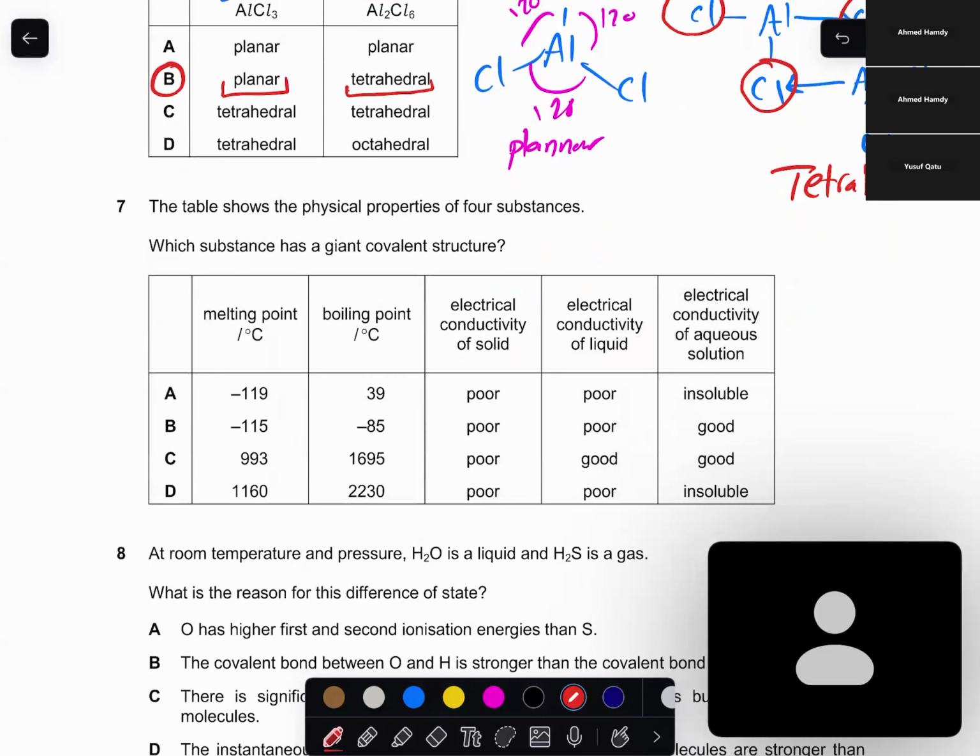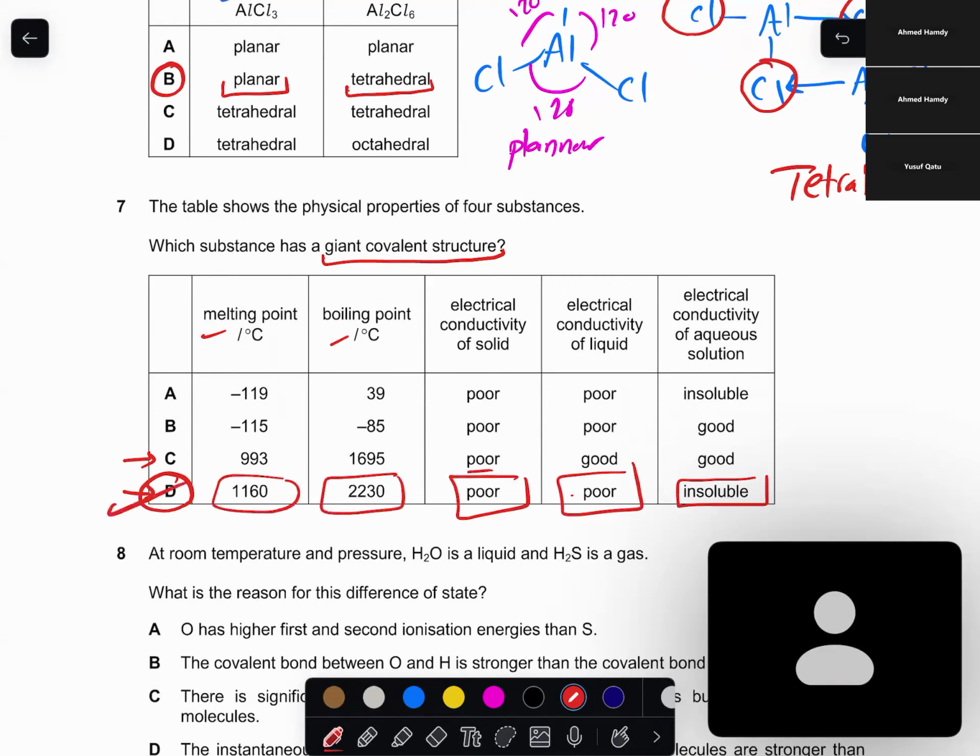Next question. The table shows the physical properties of 4 substances. Which substance has a giant covalent structure? This means that it has high melting and boiling points. Melting high, boiling high, so the answer could be C or D. It is a poor conductor as a solid, yes, its electrical conductivity is poor, so the answer is D. Because the giant covalent structure is a poor conductor in all cases, and it's insoluble in water, like diamond. It doesn't conduct electricity when solid, it doesn't conduct electricity when liquid, and it has high melting and boiling points, so the answer is D.